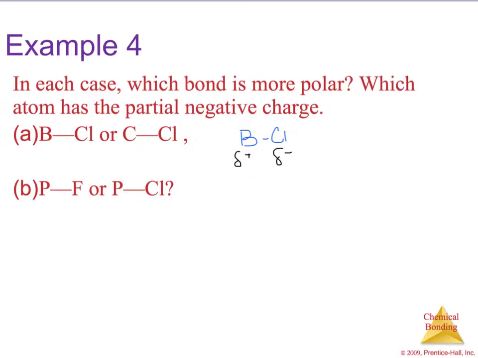Now we're going to go through the same process for part B, where we're dealing with phosphorus and fluorine or phosphorus and chlorine. Again, phosphorus is our common atom, so we really need to look at the differences between fluorine and chlorine. And because fluorine appears above chlorine on the periodic table, we know that it's more electronegative. Therefore, the polar bond is going to be the phosphorus-fluorine bond, and because fluorine is more electronegative, it takes on the partial negative, while phosphorus takes on the partial positive.